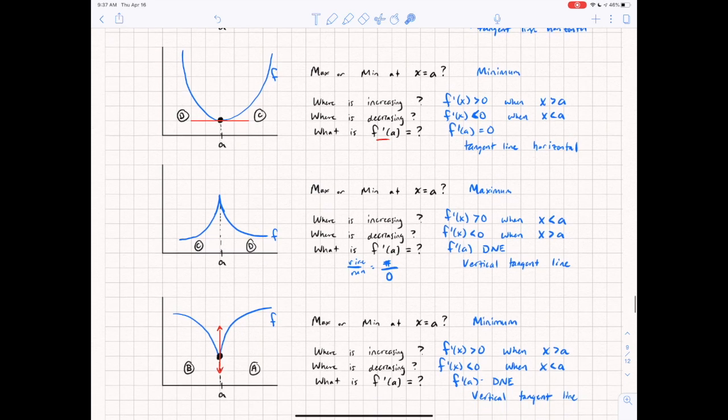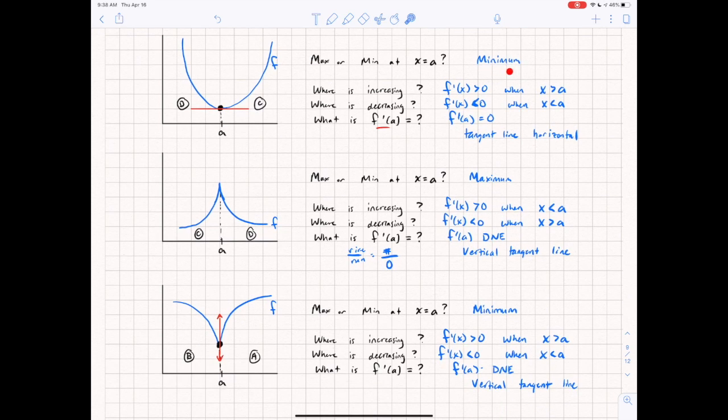Well, what about my minimums? For my minimum, we had a difference here because now I was increasing to the right and decreasing to the left. So it went from down to up, which makes sense because it's a minimum.